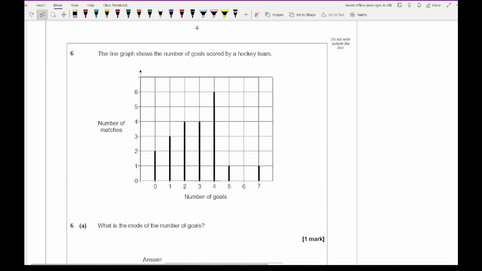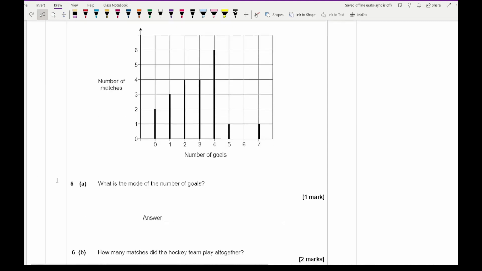Moving on to question 6, it says the line graph shows the number of goals scored by a hockey team, and question 6a is asking for the mode of the number of goals scored. So we're looking for the tallest bar, so that's going to be number 4.